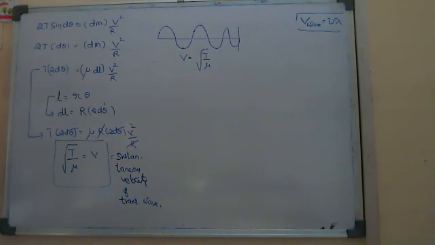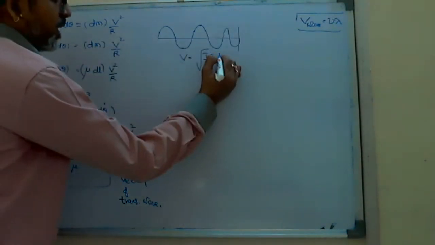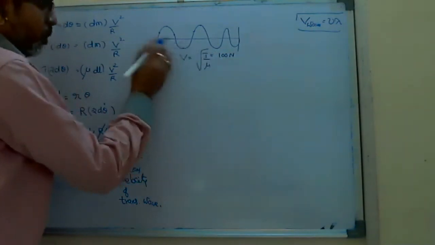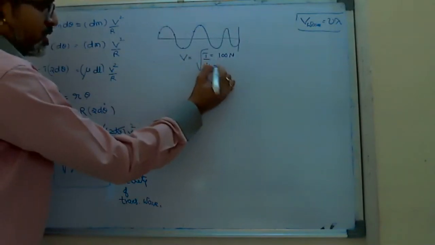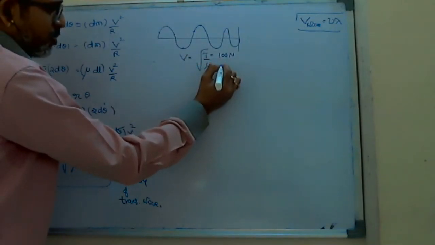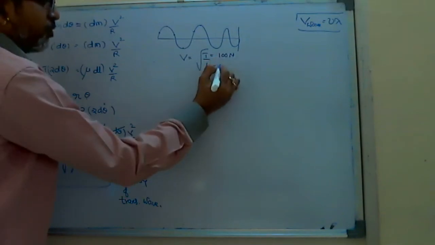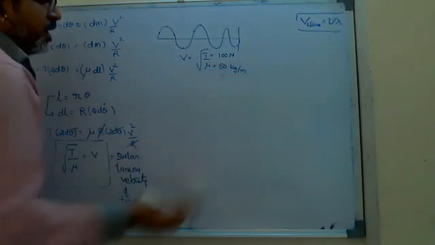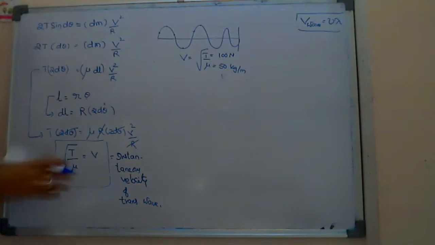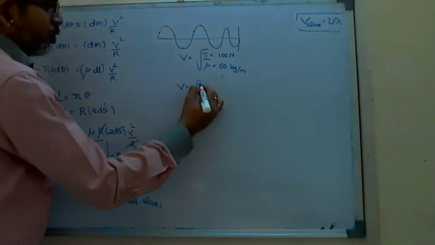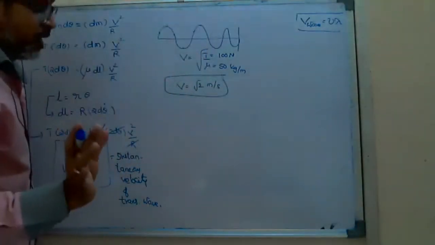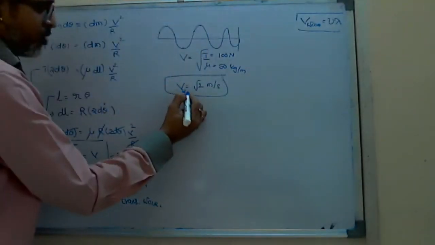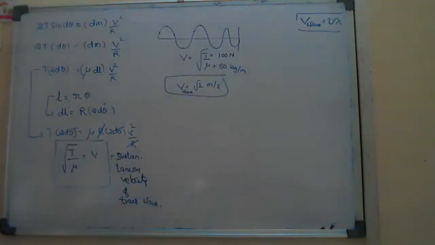So if tension and mu are both constant throughout the string, say T is some 100 newtons, and mu is not changing from point to point, the mass per unit length is constant, say 50 kg per meter. Then the velocity of the transverse wave is straight root 2 meters per second at any point. Not the velocity of the particle, the velocity of the transverse wave.